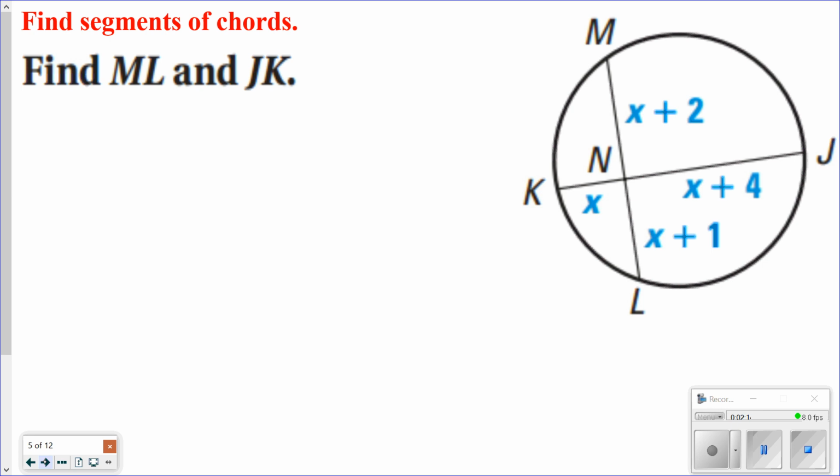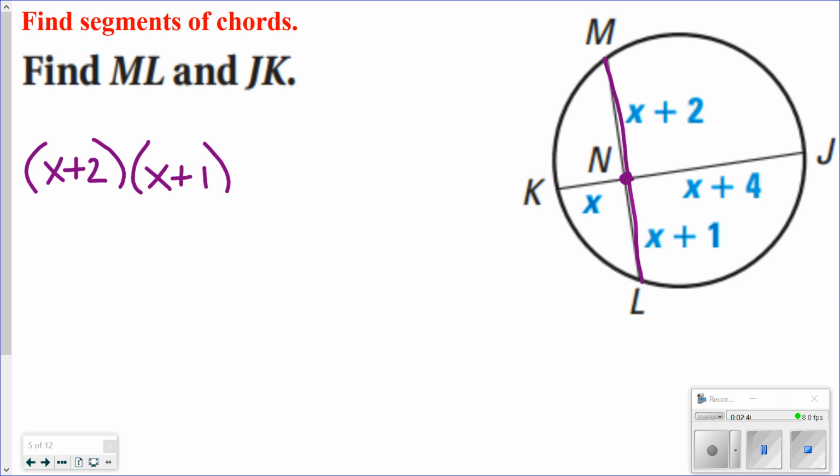Let's try a problem that's a little bit harder. We're going to find the segments of the chord. We want to find the length of ML and JK. Well, before we can do that, we need to figure out what is the value of x. So let's start with this chord right here. So we know it's split into two segments, and I'm going to multiply those two segments together. So one segment is x plus 2. The second segment is x plus 1. We know that this is equal to the two segments of this chord, which in this case, one segment is x, and the other segment is x plus 4.